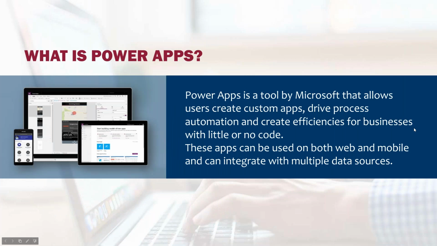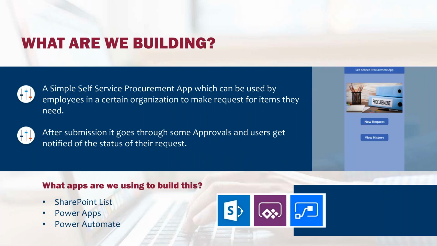Okay, so what we are building today is a simple self-service procurement application, which allows employees in a certain organization to make requests for items they need. The scenario is that you have a request within your organization. You need to make the request, so you go to the application, fill in the form, fill out the necessary details. Then it goes through a series of approvals. And at the point of approval, you also get notified whether it was approved or rejected. And at the end of the day, you also get notified if the item has been procured. So it's just as simple as that.